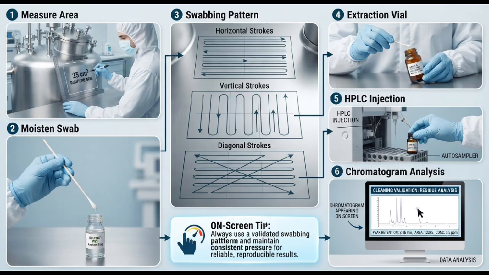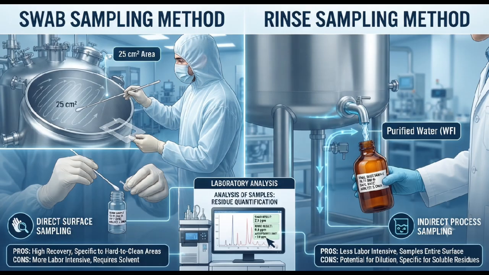Swab sampling. Swab sampling is the most commonly used technique in cleaning validation. A trained analyst wipes a defined surface area using a validated swab motion with a suitable solvent. The swab is then extracted and analyzed, usually by HPLC, TOC, or another validated analytical method. Swab sampling is particularly useful for hard-to-clean locations such as corner joints, valves, and welds.